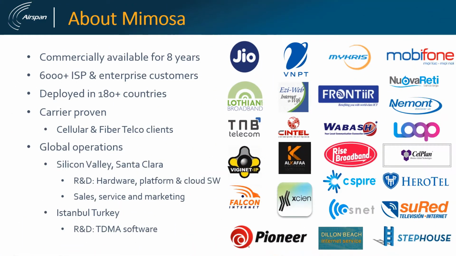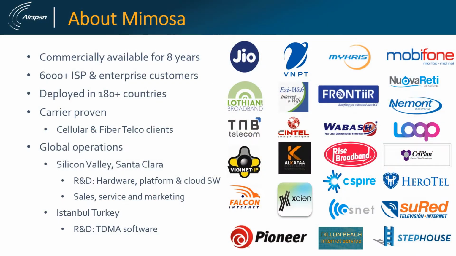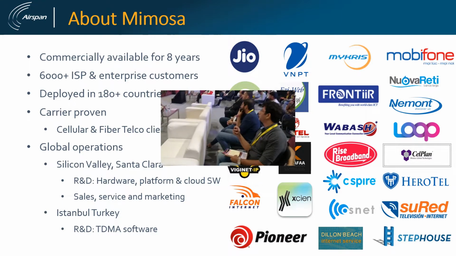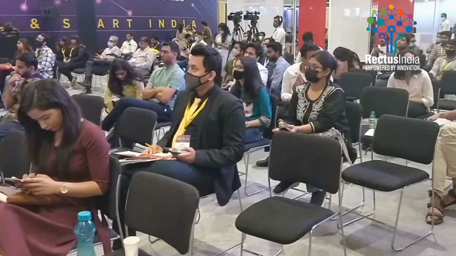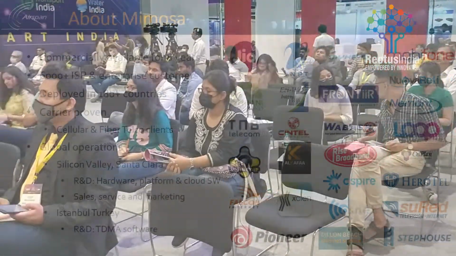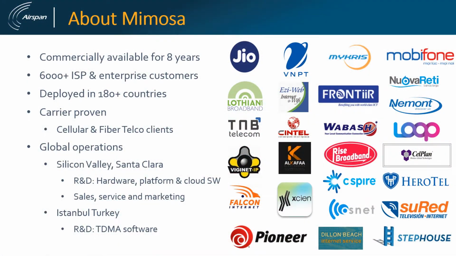The product I am going to talk about is the Mimosa brand, commercially available around the world for the last 8 years. Over 6,000 ISPs, including telecom companies, are using our product. We have deployed close to 500,000 devices across 184 countries. We have customer support and sales support here, and an ecosystem to reach from Kanyakumari to Ladakh. Any place you go, you can see our product is available.